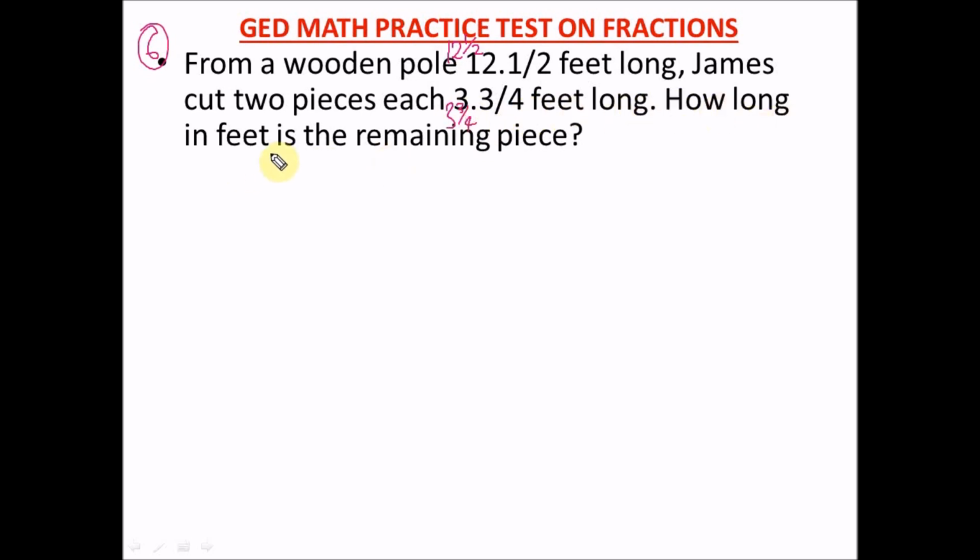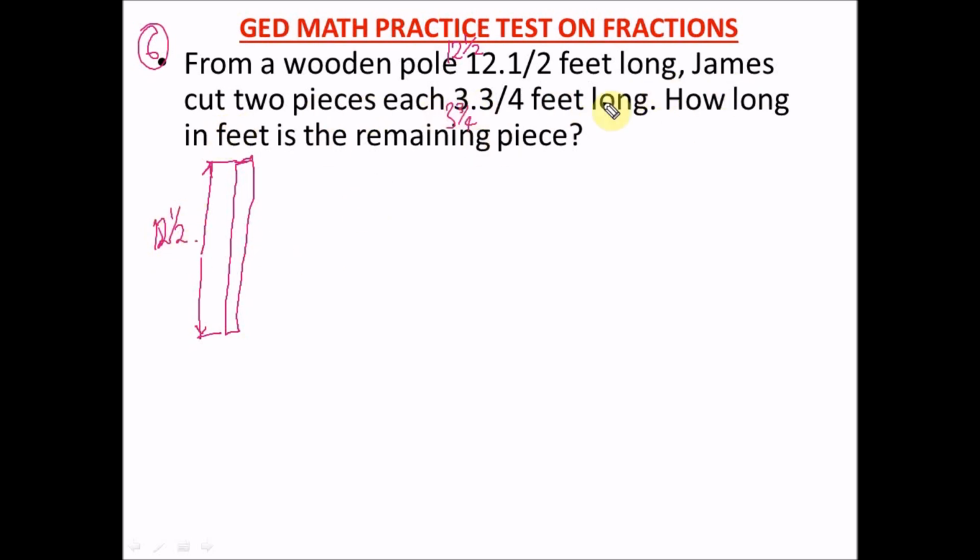How long in feet is the remaining piece? Okay, this is a wooden pole. Let's interpret this as a word problem under fractions. So let's say this is a wooden pole. The total length of the wooden pole is 12 feet, that's from here to here, 12.5 feet. That's 12 whole number 1/2 feet long.